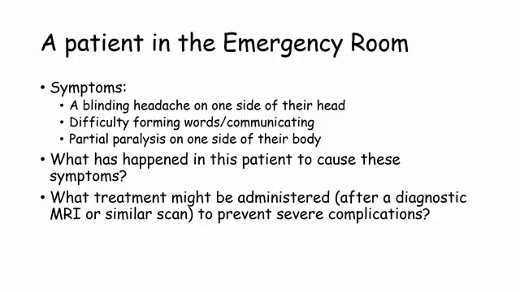Let's start with a patient. This particular patient has arrived at the emergency room with the following symptoms. They have a blinding headache on one side of their head, but oddly enough, it seems to be totally localized to the one side. They're also having great difficulty in forming their words and communicating with people, and they seem to be partially paralyzed on one side of their body. I'm sure many of you have heard of these kinds of symptoms before and can guess what's going on. But the question is, what's happened in this patient to cause these symptoms?